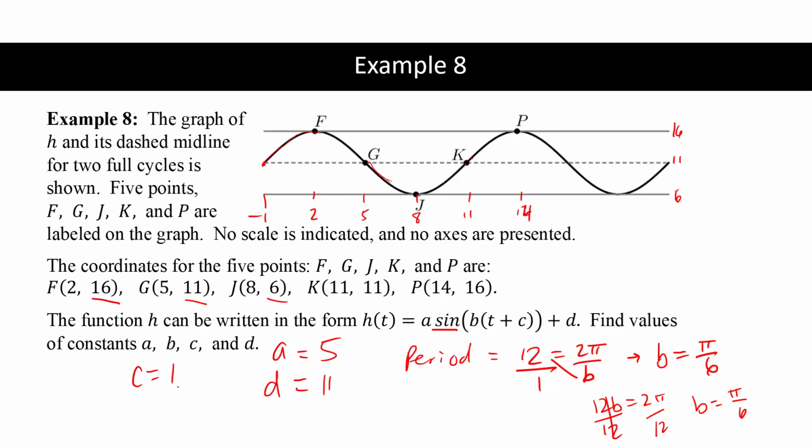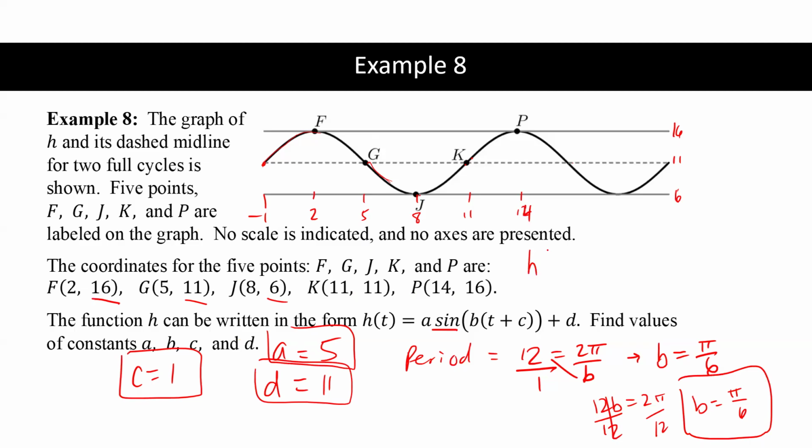So now we have our A, our D, our C, and our B. Can I write the function? My function would be h of t equals 5 sine, B is pi over 6, parentheses, t plus 1, and then plus 11. That's option 1. You also have another option.